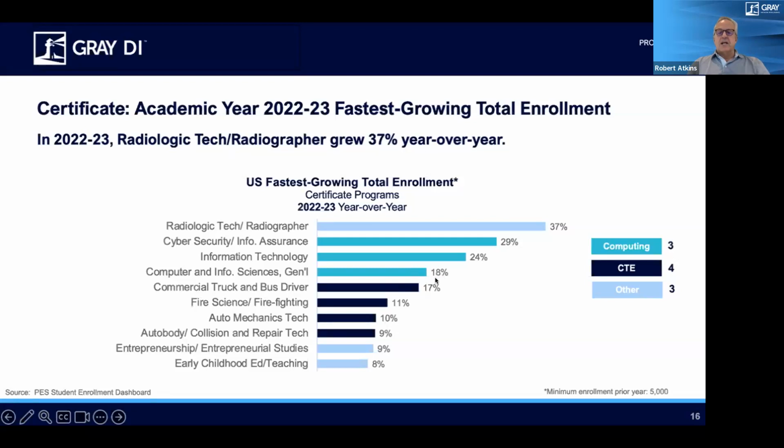Computer information science is at 18%. And then we've got four CTE programs: commercial truck and bus driver, fire science, auto mechanics, and auto body collision and repair tech, all up 9% or more. Entrepreneurship and childhood education and teaching up 8-9%.